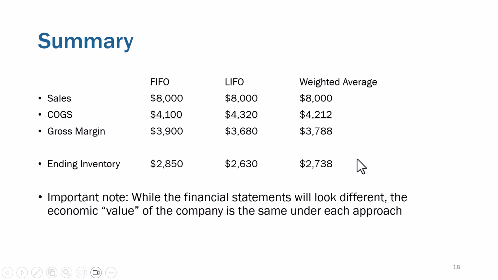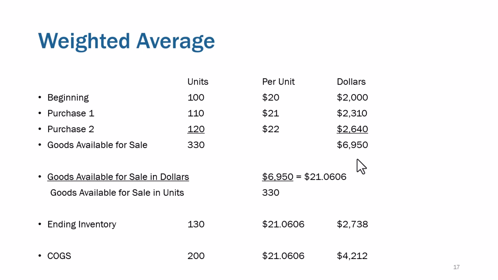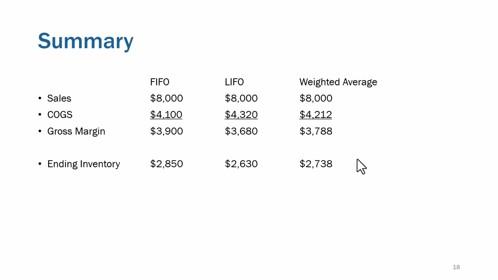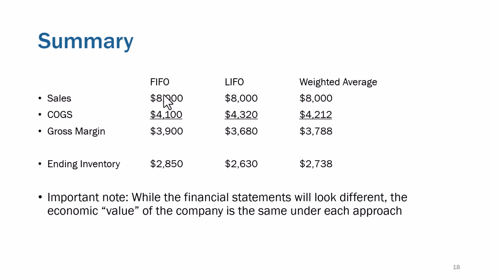Now, the financial statements will look different based on which method you choose, but this is a tough one for people. The economic value of the company is the same under each approach. Under each of these approaches, at the end of the year, you are going to have 130 units in ending inventory, and you are going to have received $8,000 of cash for selling the 200 units of inventory. You got the same amount of cash on the sale. You have the same units in ending inventory. Yes, they're carried at different amounts on your balance sheet, but those are accounting values.